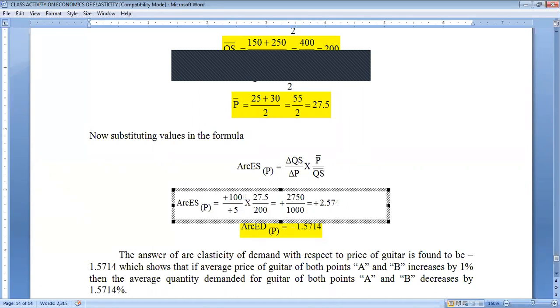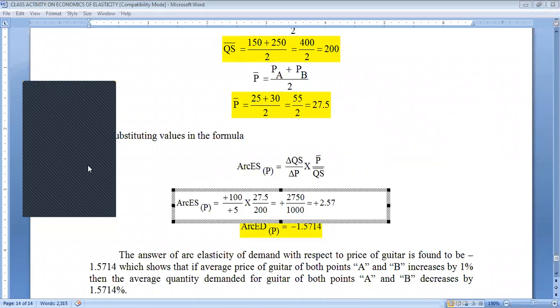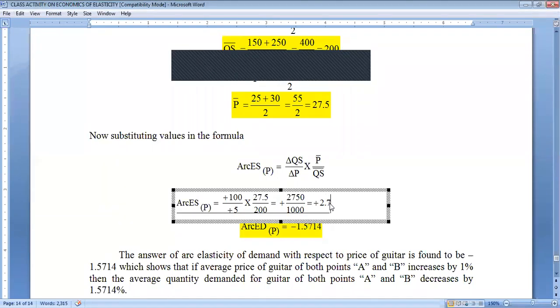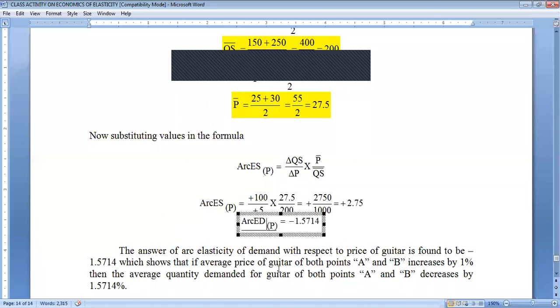So let me cross check it once again. 100 into 27.5, 2750 divided by 1000 equals 2.75. Sorry, 2.75. Yes. Then arc elasticity of supply with respect to price is 2.75.